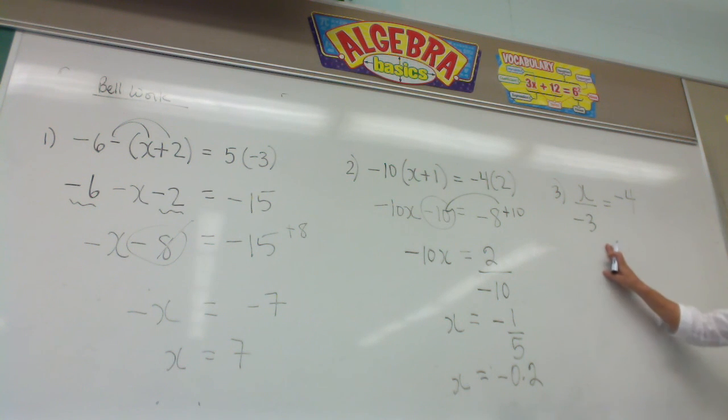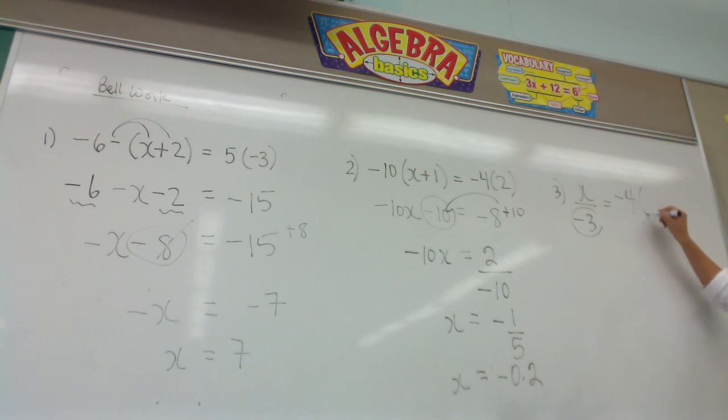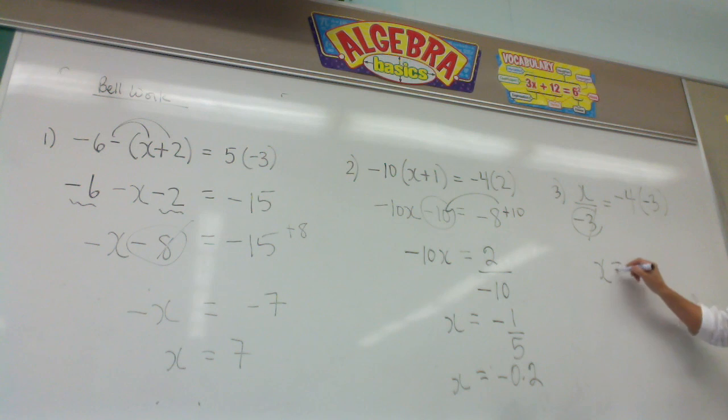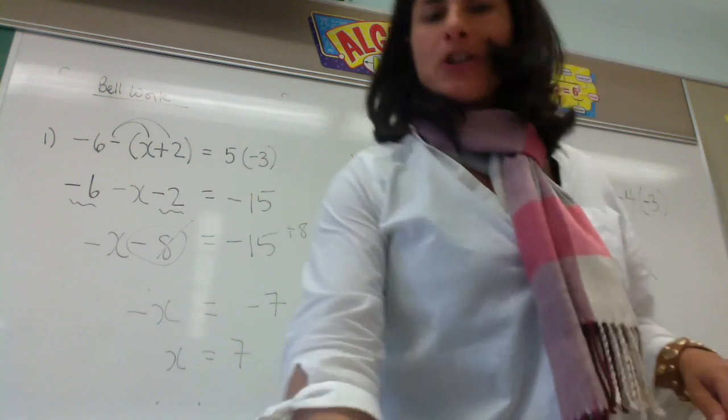And the last question, which some of you are finding really easy now, because I'm dividing, becomes a multiplication. I now have x is equal to 12. Done. Those are your questions for homework.